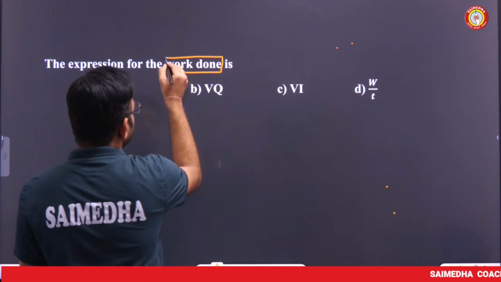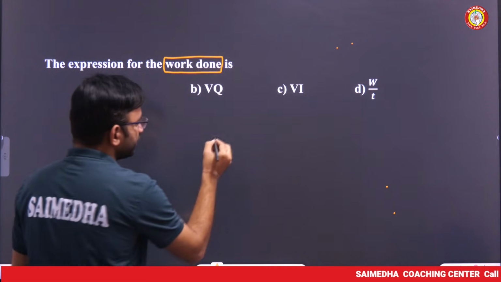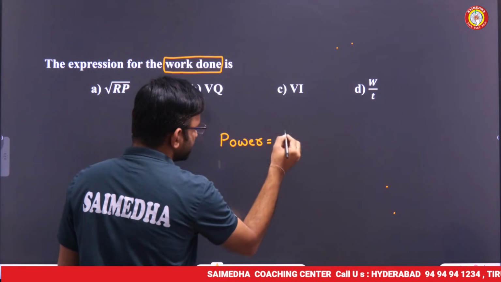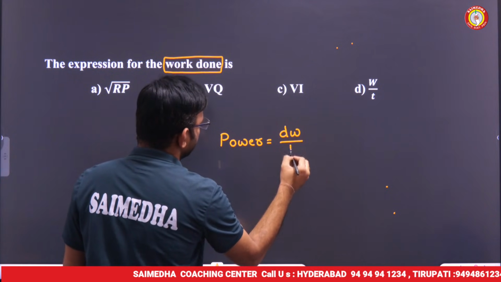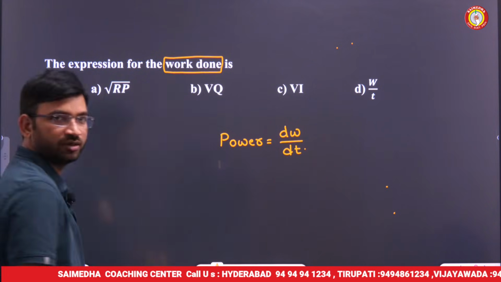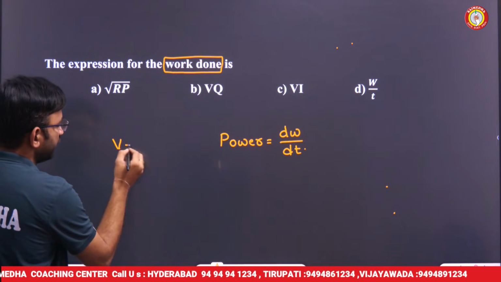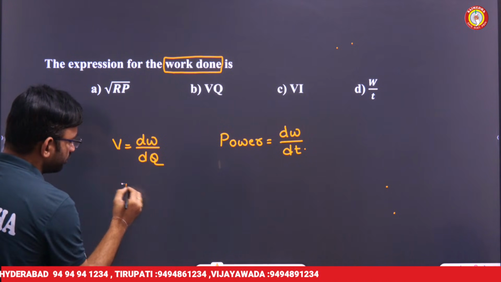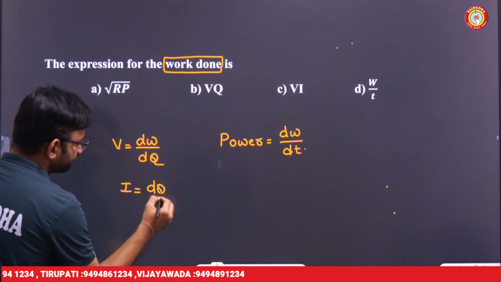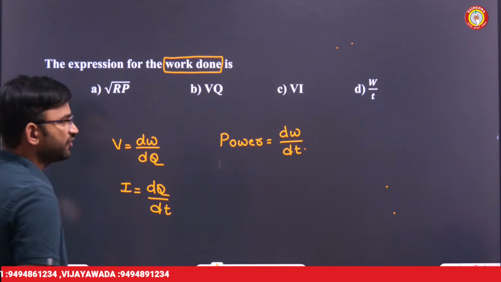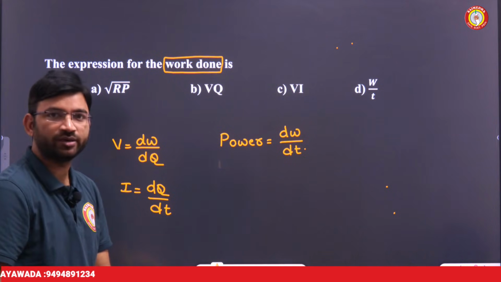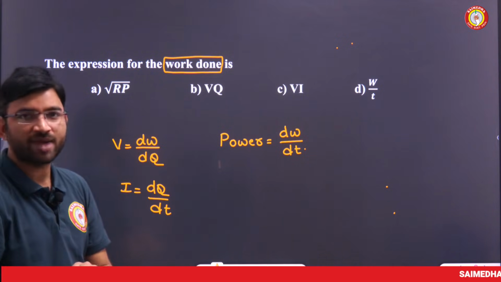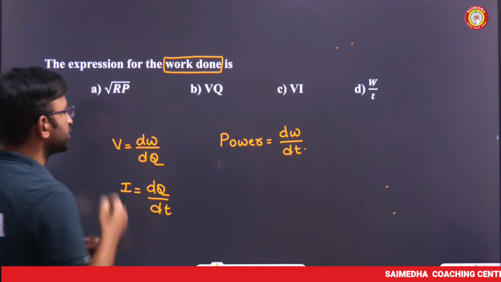So you already know, sir, power is equal to work done divided by time. Voltage V equals dW upon dQ, current I equals dQ upon dt, power P equals dW upon dt. So out of these three relations, which relation is going to match? Try to understand. Find the expression for work done.